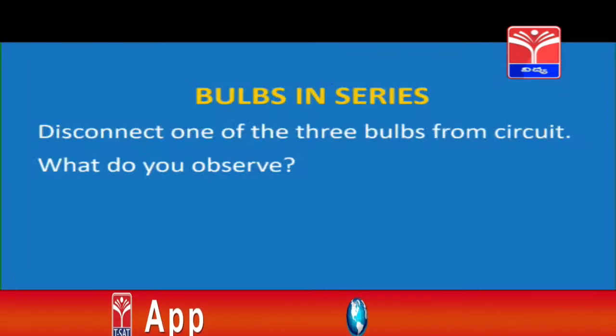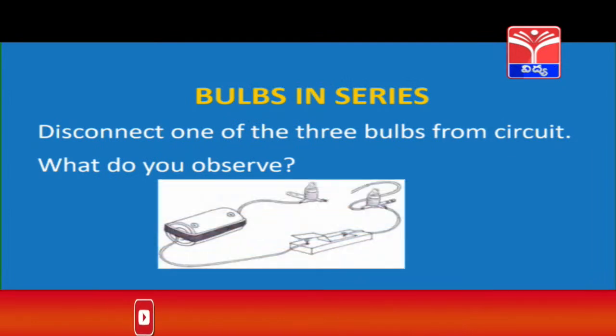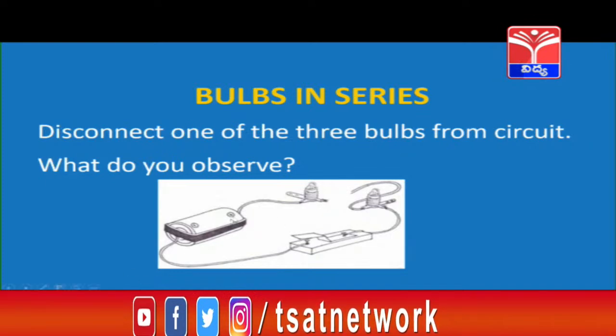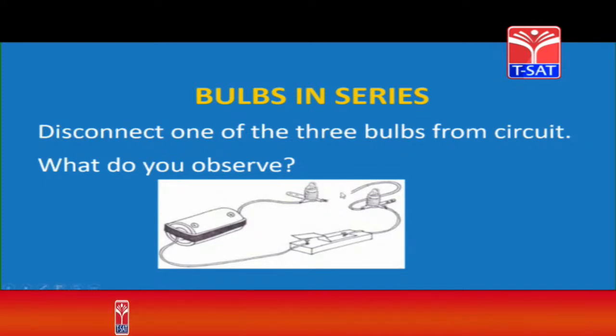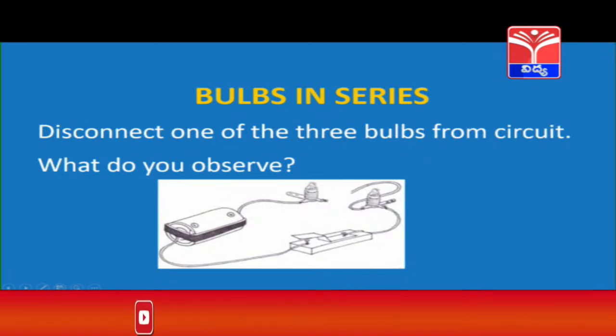Now, disconnect one of the 3 bulbs from the circuit. What do you observe? By disconnecting one, you see 2 bulbs are connected, but neither of the bulbs glows. Here current is not flowing through the circuit because it is incomplete. There is only one path for the flow of electricity.